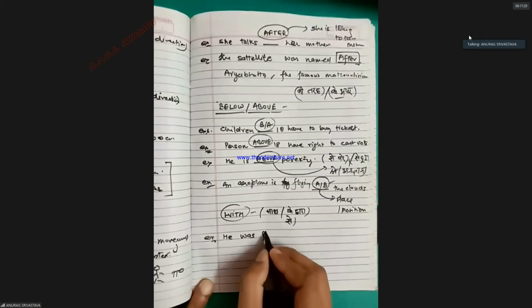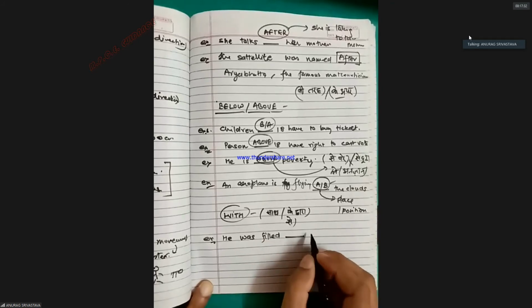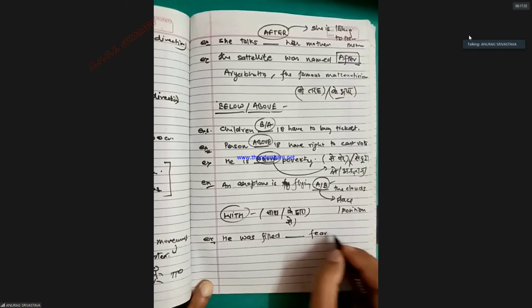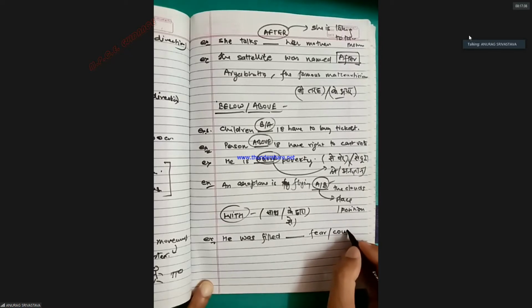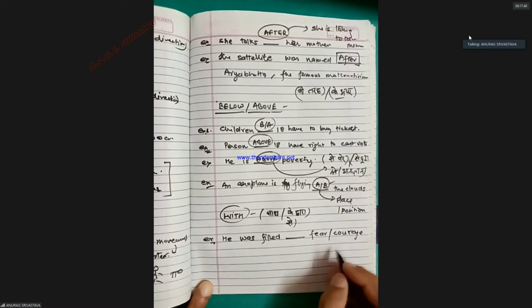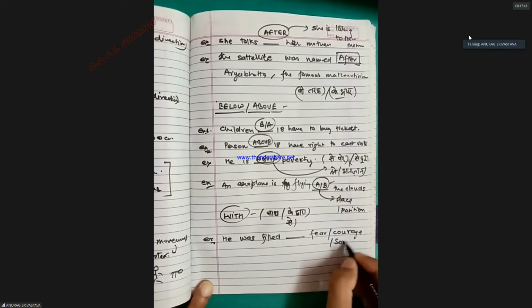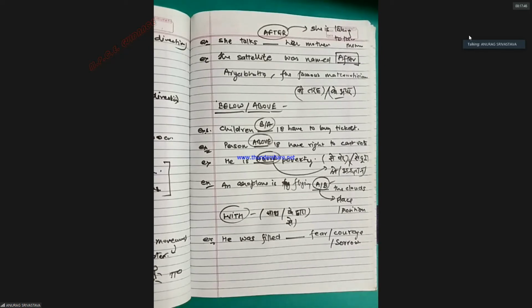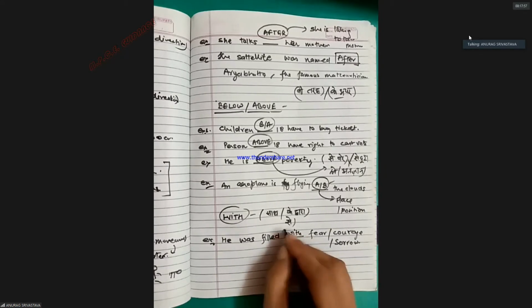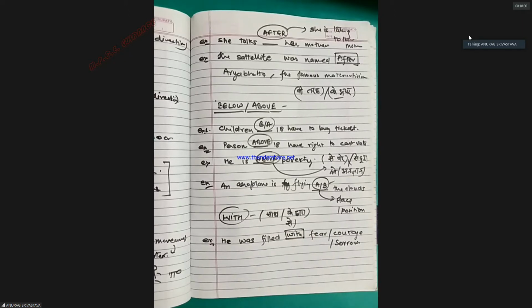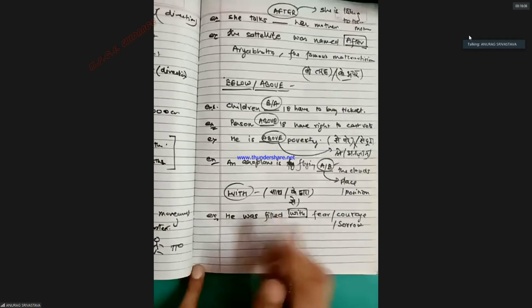he was filled with fear. You can say courage, any other aspect. You can say sorrow. So he was filled, filler: fear, courage, sorrow, any one of these three. Then you will always fill with. He was filled with fear. He was filled with courage. He was filled with sorrow. It will give you the sense of saath.